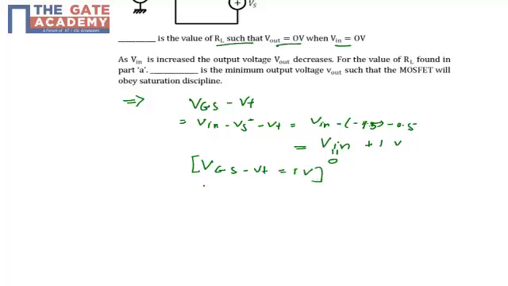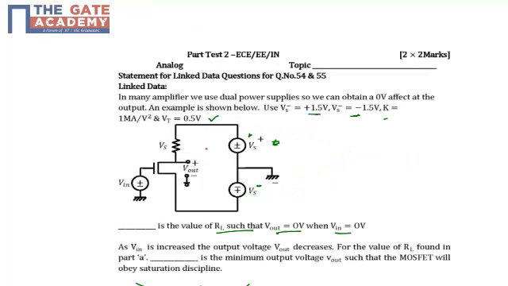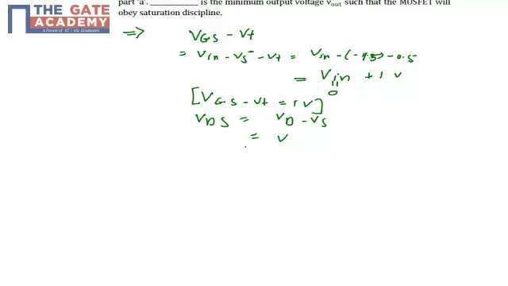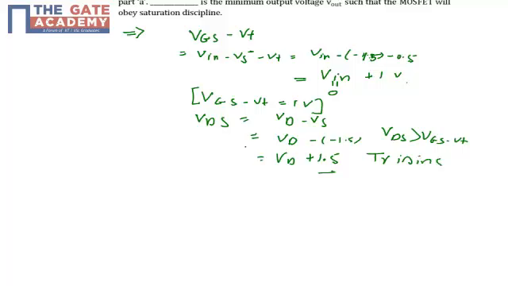Now my VDS is Vd minus Vs. Vd is connected to Vs plus through one resistor, and S is connected to Vs minus. So VDS is Vd minus (minus 1.5), which is Vd plus 1.5. In any case, Vd plus 1.5 is always going to be greater than 1 volt. So my VDS is greater than VGS minus VT, so my transistor is in saturation.